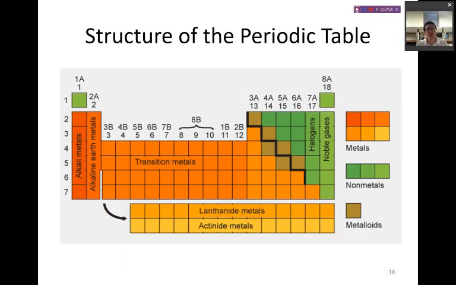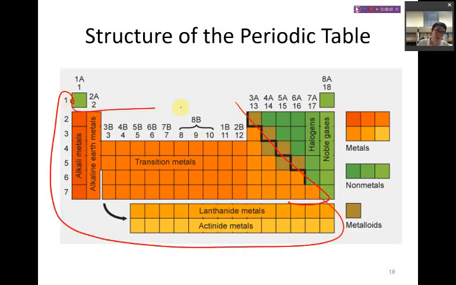The last thing that you need to be familiar with in terms of the periodic table and its organization is some naming that we have. On the left-hand side of the periodic table, we have metals. On the right-hand side of the periodic table, we have our nonmetals. And smashed in between those, we have the metalloids. These behave similar to metals and also similar to nonmetals. They have intermediate characteristics.